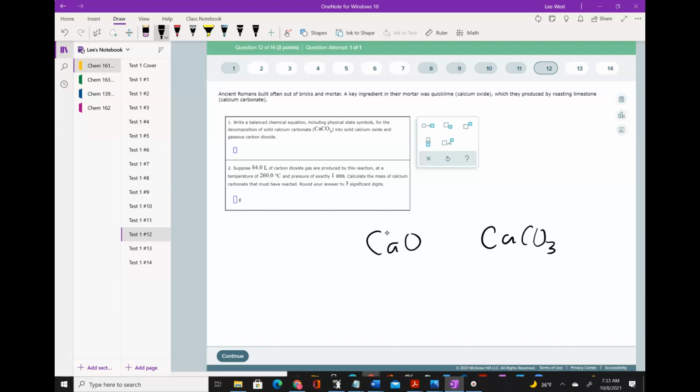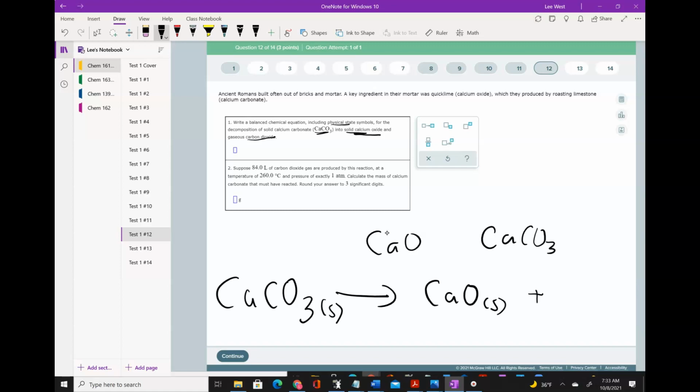Write a balanced chemical equation including physical state symbols for the decomposition of solid calcium carbonate into solid calcium oxide and gaseous carbon dioxide. Okay, I can do that. So decomposition is just when one thing falls apart, and we're told that that's a solid, and it falls apart into calcium oxide, which we're told is a solid, and carbon dioxide, which we're told is a gas. So that's our kind of equation there.